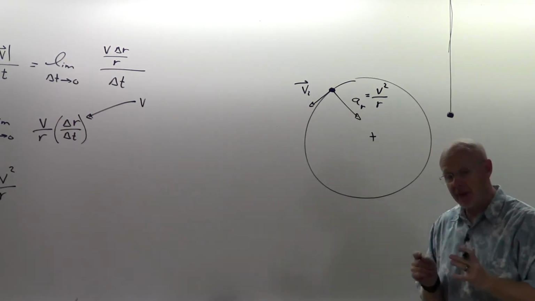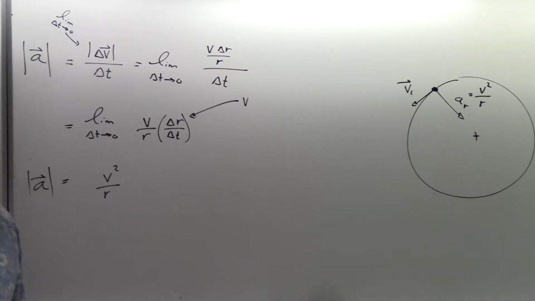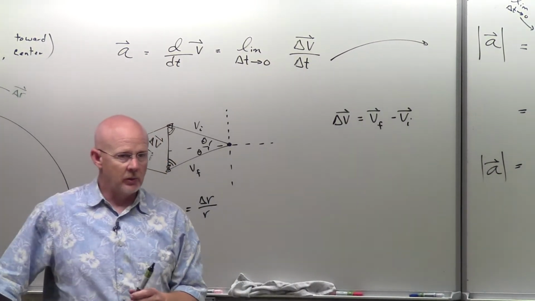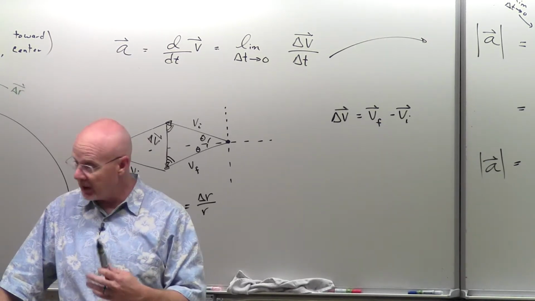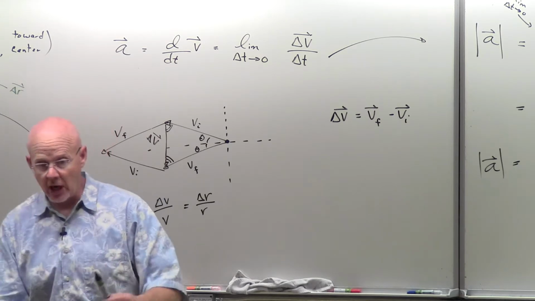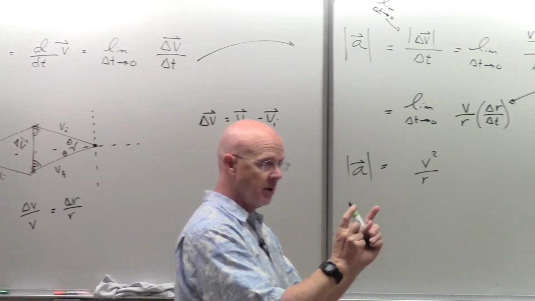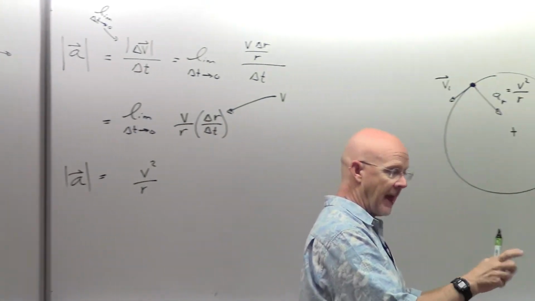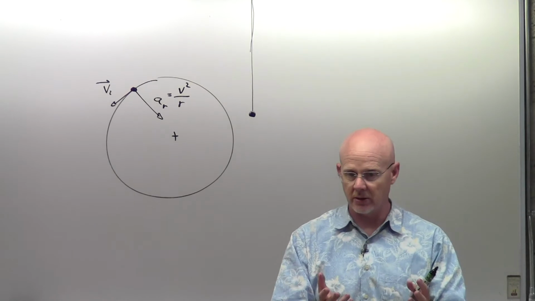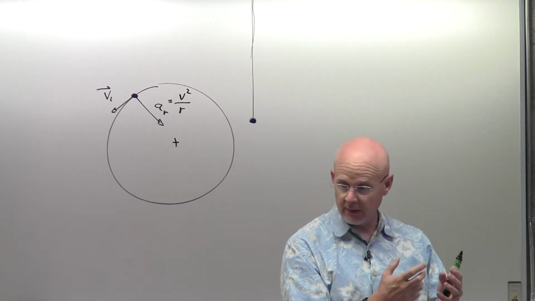But that may not be the whole story. What if it's also going faster? So it's not just turning, it's also going faster. Well, hopefully that's straightforward. Haven't we been doing problems where objects go faster? Way back in chapter 2, if I was going this way and I wanted to go faster, what direction would the acceleration have to be? Right? In the direction I'm moving?